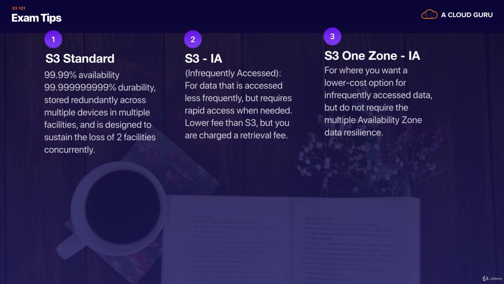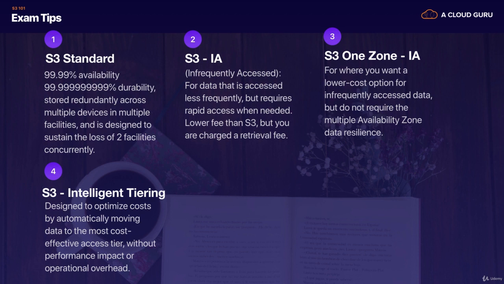We then have S3 One Zone IA, or One Zone Infrequent Access. This is where you want a lower cost option for your infrequently accessed data, but you don't require multiple availability zones. And just so you guys know, this used to be called RRS, or Reduced Redundancy Storage. It is being phased out now, that terminology. But if you do see RRS, or Reduced Redundancy Storage, in your exam, just think of it as S3 One Zone IA. I literally just did the exam yesterday and it was still on there, which I thought was a bit surprising.